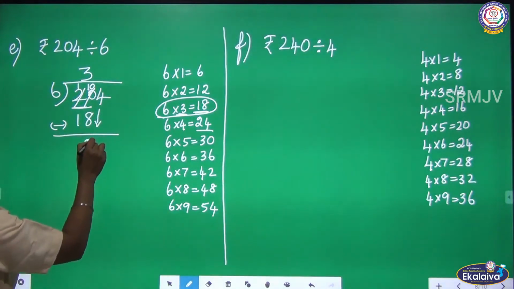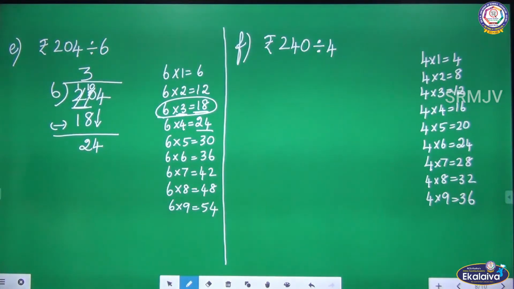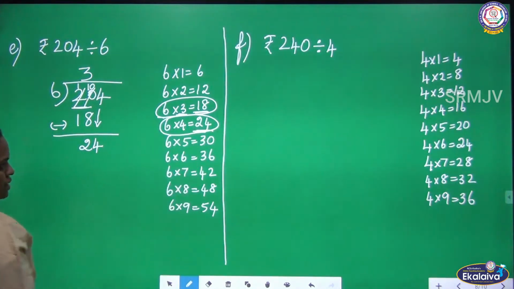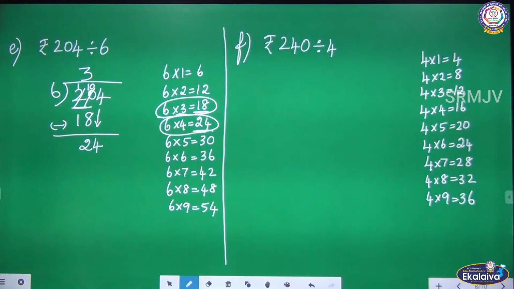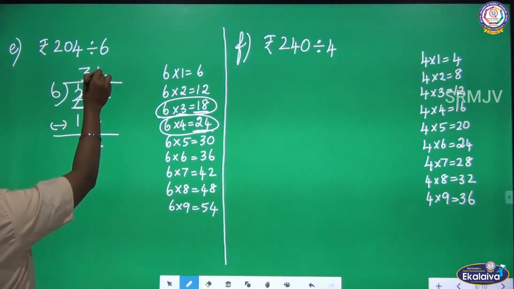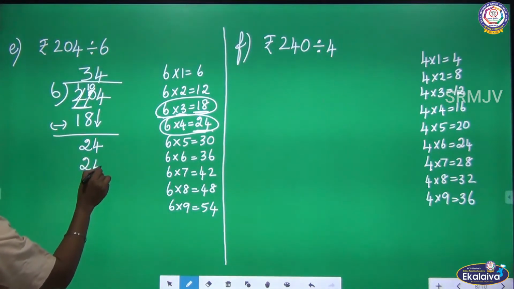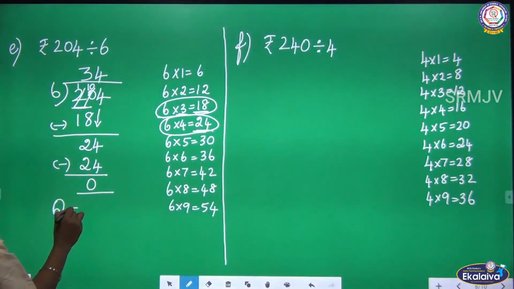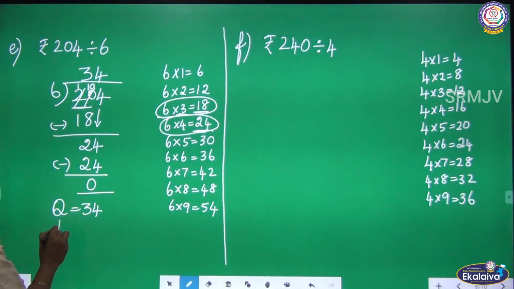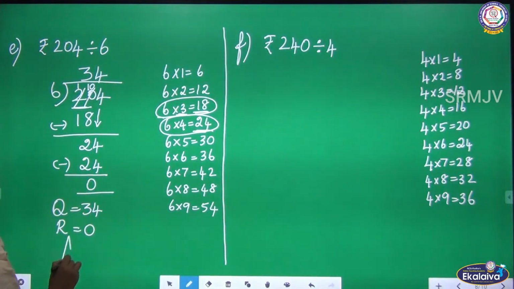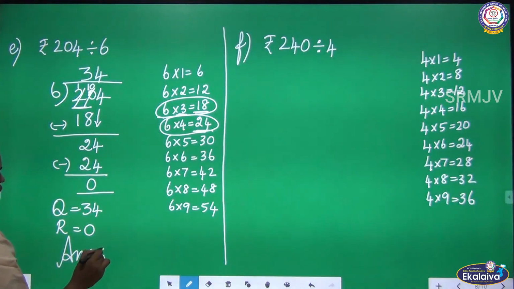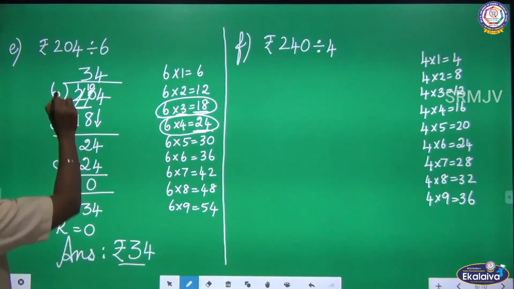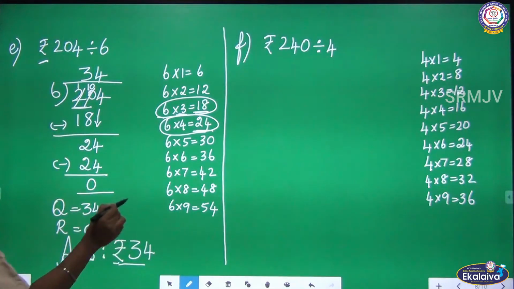Next we will carry 4. So you check in the 6 table, 24 is there. Yes. How many times, children? 6 fours are 24. So you write 4 in the quotient. 24 minus 24 is 0. So the quotient is 34. Remainder is 0. So what is the answer? In the answer you write rupees 34 because they have given rupees.